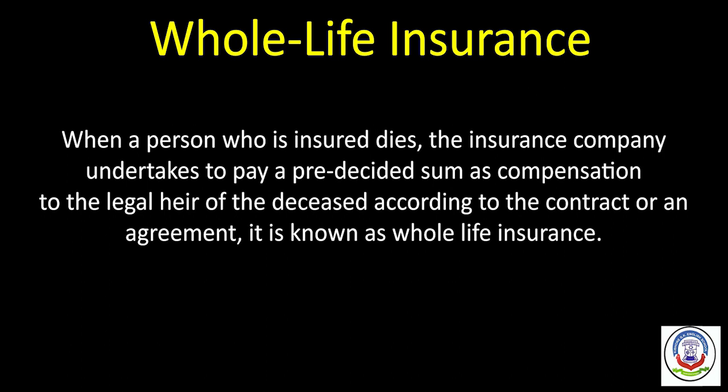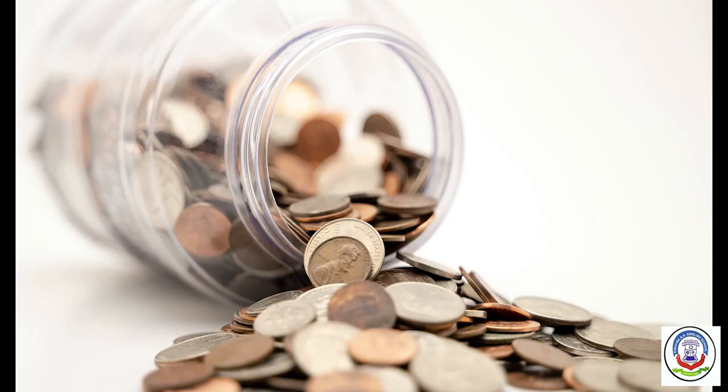When a person who is insured dies, the insurance company undertakes to pay a pre-decided sum as compensation to the legal heirs of the deceased according to the contract or agreement. It is known as whole life insurance. Means after the death of the person, an amount is paid by the insurance company to the nominee according to the contract and agreement. The insured has to pay a periodic premium throughout his life, according to the policy.